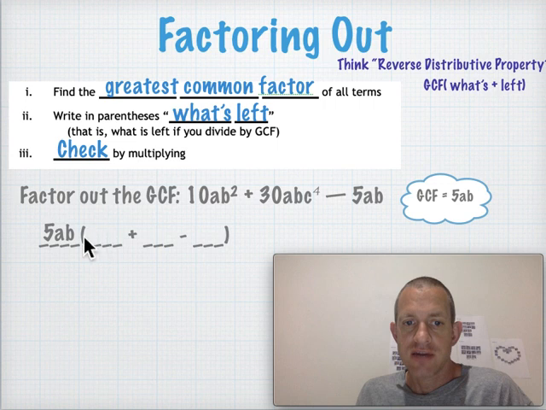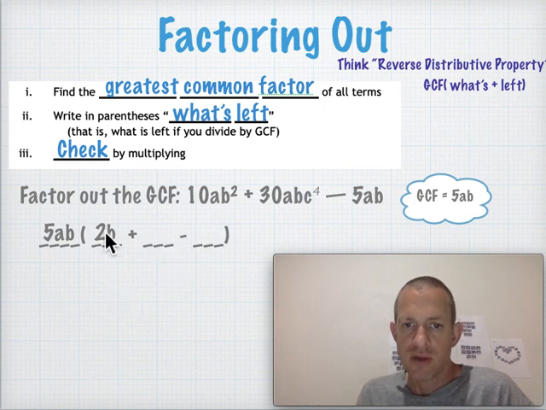Then I have to look at what times 5AB gives me 10AB. And so I need a 2. 2 times 5 gives me 10. I also need one more B. B times B would give me the B squared that's here. And so 2B is what I write in this blank.